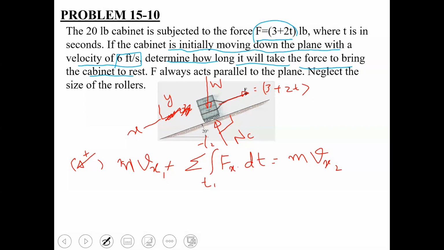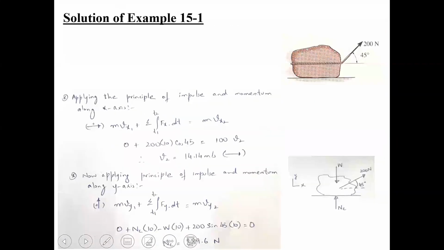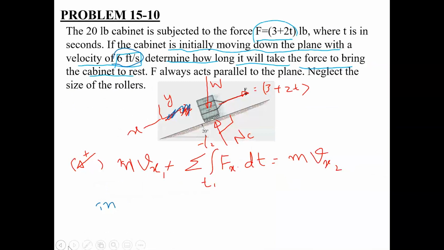Positive. Since initially the cabinet was moving down this incline with a speed of 6 feet per second, so down the incline, हमारी कौन सी axis define हुई है, positive x या negative x? Positive x. Positive x define हुई है down the incline, so that's why this cabinet has an initial momentum along the positive axis. So mass इसका कितना हो जाएगा? It is going to be 20 over 32.2, which is the mass of this cabinet. So आपके पास mass जो है वो 20 over 32.2 हो जाएगा.